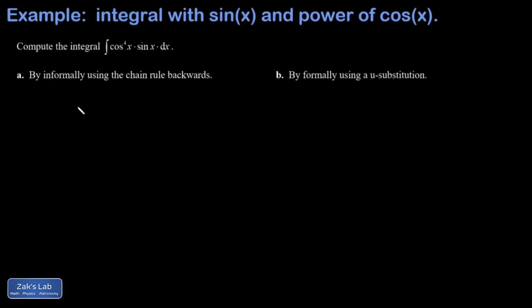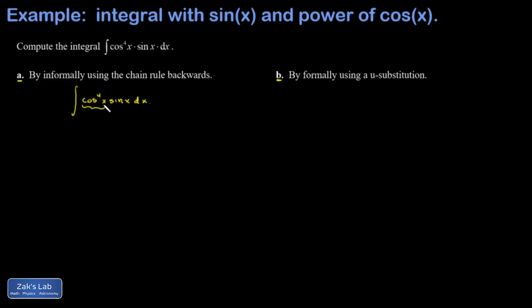In this video, we're computing the integral of cosine to the fourth x sine x dx, first by informally using the chain rule backwards, and that's usually what u-substitution is actually about, and then second by formally using the u-substitution. So the key to doing this informally is that you recognize you have a function of a function.